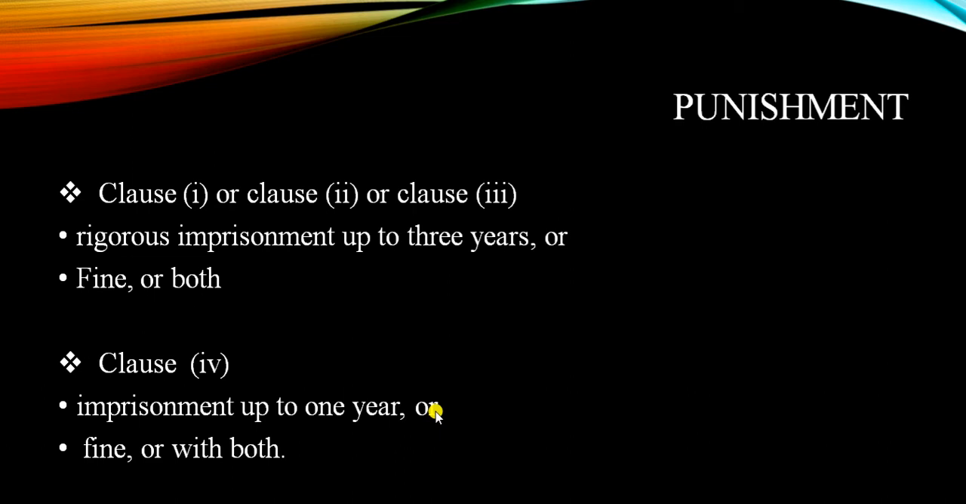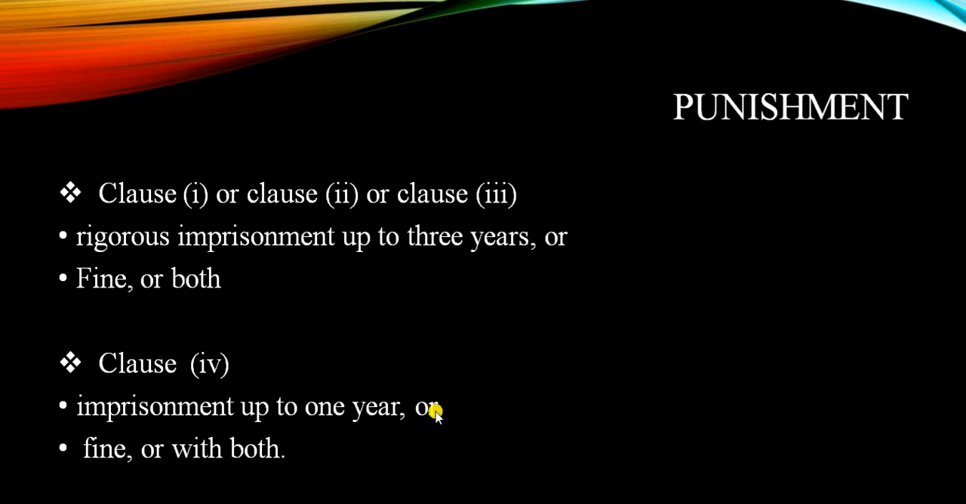Now what are these two categories? Coming to clauses 1, 2 and 3, they have been put together, and if a man commits any of these three crimes mentioned under clauses 1, 2 and 3 of section 354A, then the punishment would be rigorous imprisonment up to 3 years. See, as I said, whenever there is 'may extend to', in order to make it simple, I have written 'up to'. Up to means that is the maximum punishment. Here, 3 years is the maximum punishment.